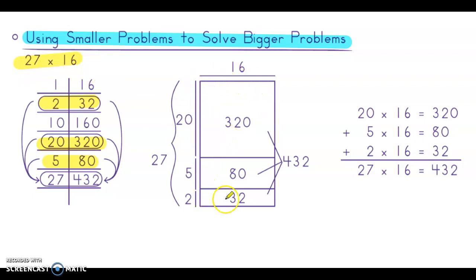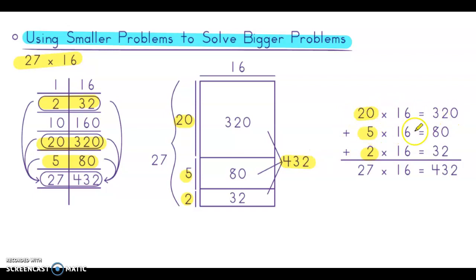Let me show you over here what I'm talking about. We have 16 times 27. We broke apart that 27 into 20, 5, and 2. Over here is our equation. So 20 groups of 16 gets us 320. 5 groups of 16 gets us 80. 2 groups of 16 gets us 32. When we add all of these 3 arrays up, we get our total of 432.